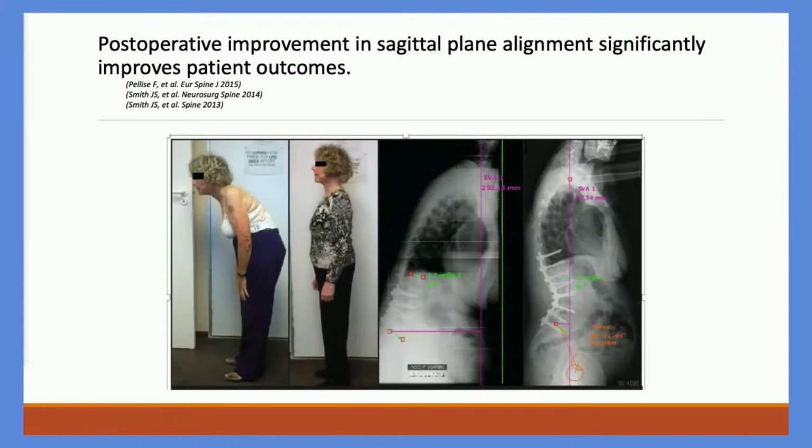We also know from studies that if one is able to improve the sagittal plane, this results in a significant improvement in the level of pain for the patient along with the quality of life. We have here a patient that underwent a previous spine surgery and then received a correction afterwards, and we can see here not only on the x-rays but also in real life standing images the correction in her posture.